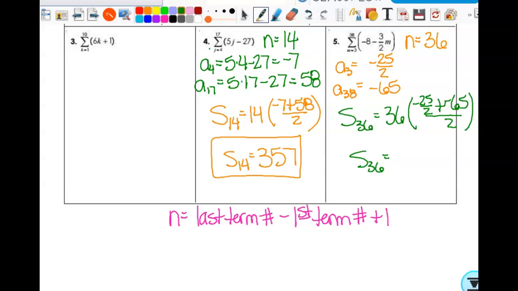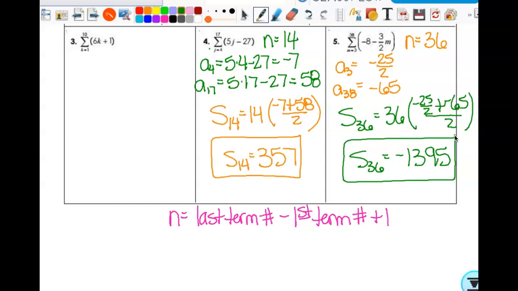Oh, you missed the negative on that one. There you go. Okay. Negative 1395. Just missing one little simple sign can mess up everything, right? So negative 1395. Okay. Any questions? We all good?